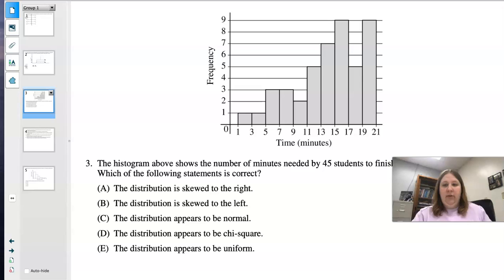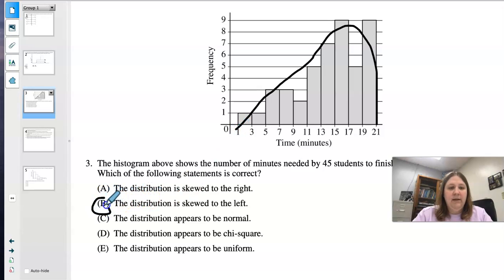Looking at number 3, all of the options talk about the shape of the distribution. When I look at this, the shape is clearly skewed to the left, so that would be B. The long tail goes to the left. Right would be the opposite, if the long tail were on the right. Normal is that bell-shaped curve. Chi-square is always skewed to the right, and uniform would be if all the bars were the same height.